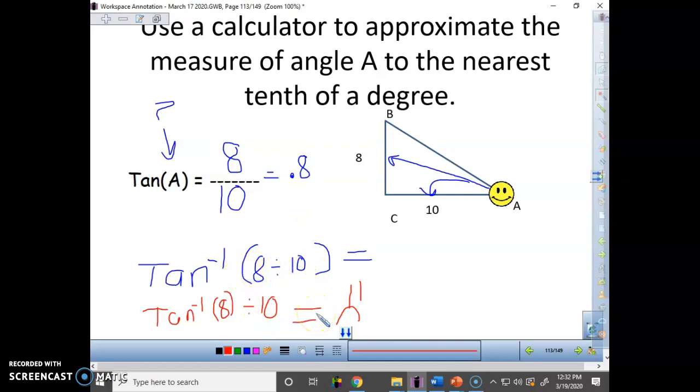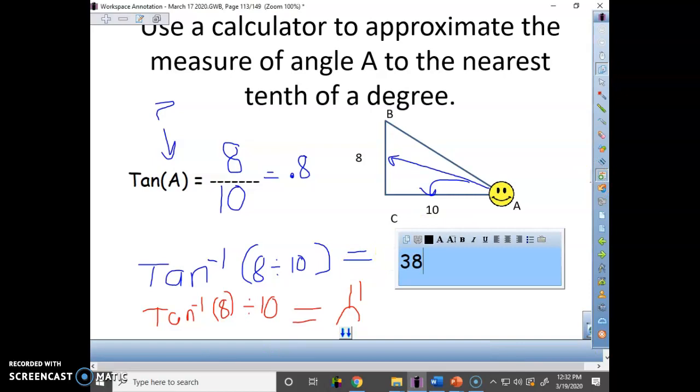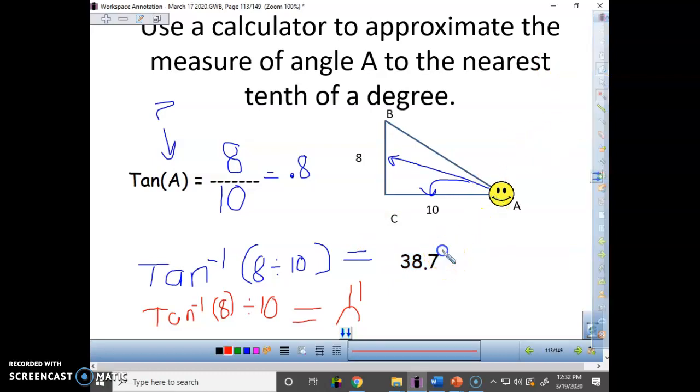All right, let's take that. Shift, tangent, parenthesis, 8 divided by 10, close parenthesis, equals. I'm getting 38.65, so I'm just going to say 38.7. And this is in degrees, and that's my angle A right there. I could do it again for this triangle. I know this is a 90, or I could also just subtract from 180 if I'm trying to find B.